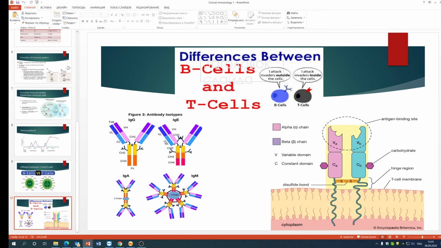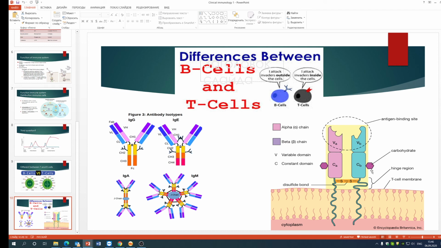This picture helps our understanding of the difference between B and T cells and their cooperation. They have some similar structure and regions. For example, antibody isotypes have a variable region, and T cells have antigen binding and variability regions too. Antibodies have a constant region, and T cells have one too.